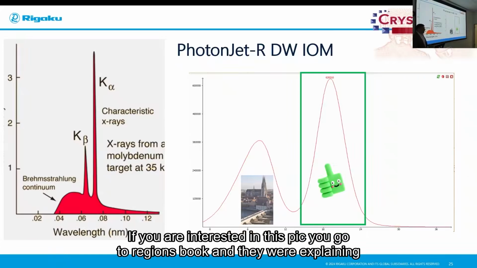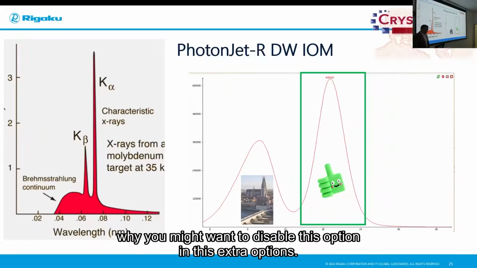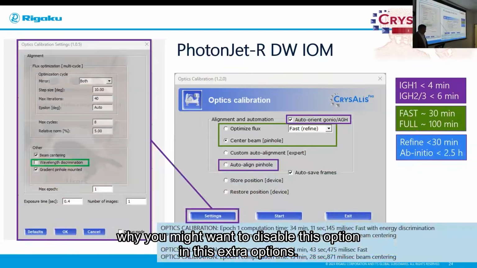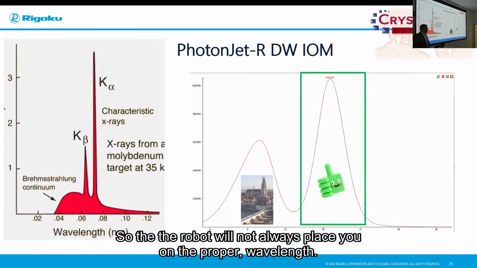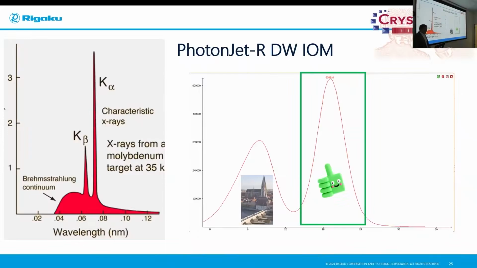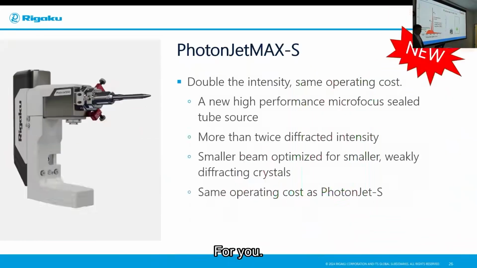If you are interested in this peak, you go to Regensburg, and they will explain why you might want to disable this option in the extra options. So the robot will not always place you on the proper wavelengths, but that's a completely other topic.